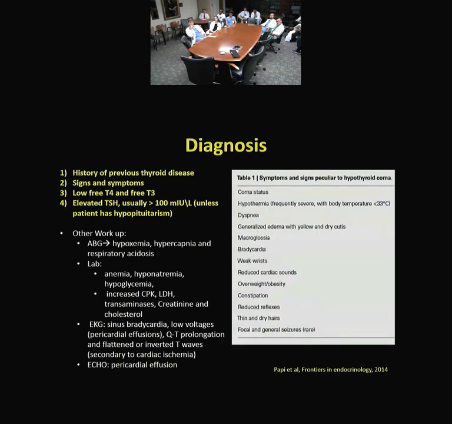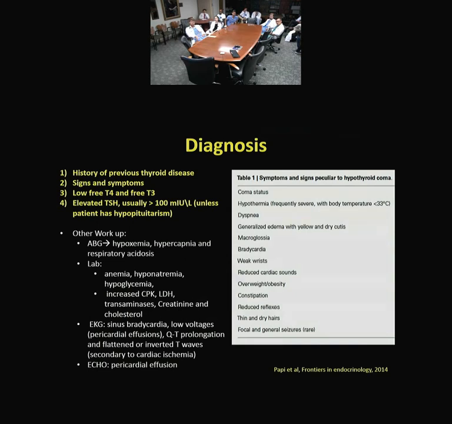The symptoms peculiar to hypothyroid coma: they'll be in coma, they will be hypothermic, they will have a generalized edema with a characteristic yellow color of the skin. You'll recognize they'll have macroglossia, bradycardia, reduced cardiac sounds, they will be overweight. If they talk, they can report constipation, but if they're in coma, they can't tell you that, but family can say that. So they have a long history of probably uncontrolled hypothyroidism.